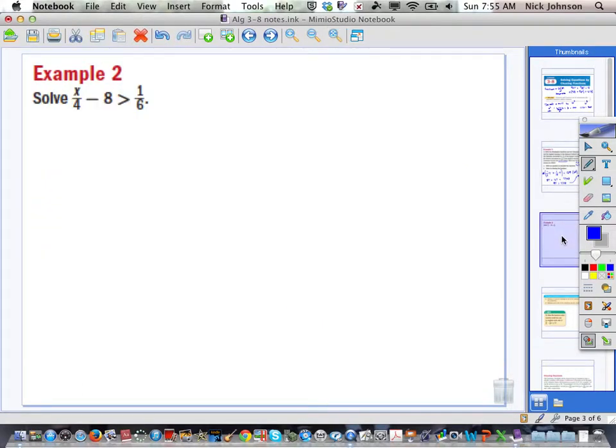Let's look at example 2. We have an inequality here, but remember, with an inequality, it's just like your equal sign. The only thing you have to worry about is if you multiply or divide by a negative number. So, looking at this problem, I need to get rid of my fractions.